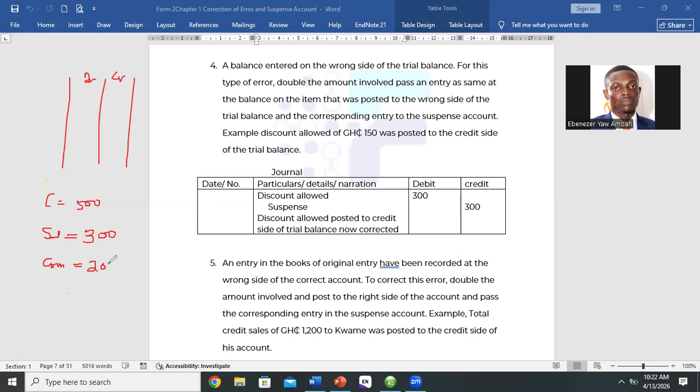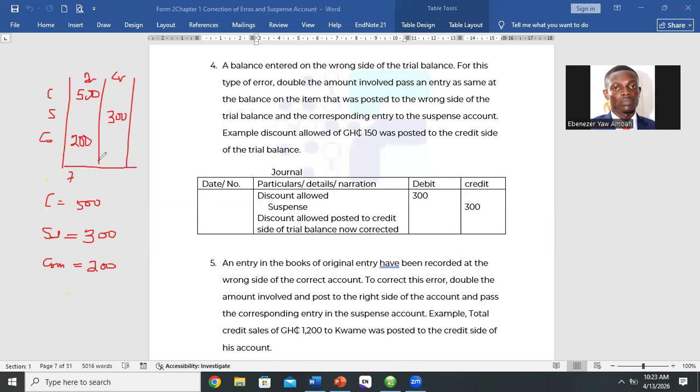So this time the error is such that you entered the balance on the wrong side. We all know cash is supposed to be at the debit, 500. Sales is supposed to be at the credit, 300. And commission is an income, so it's also supposed to be at the credit. But we entered it at the debit. So what have we done? We have entered an account balance on the wrong side of the trial balance.